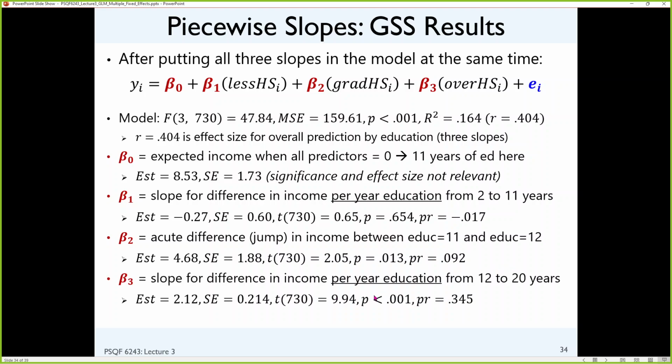And then last but not least, 12 to 20 has one linear slope covering it. That slope is 2.12, also significant and much larger. So for every additional year of education, among high school graduates, right? So that's within the high range of education, you get an increase of 2.12.